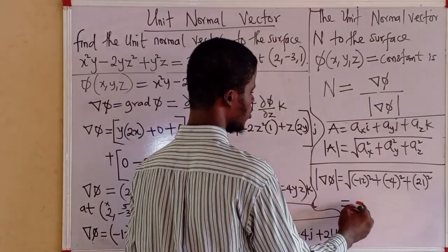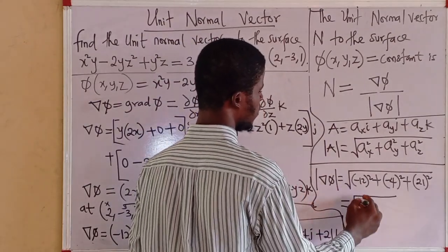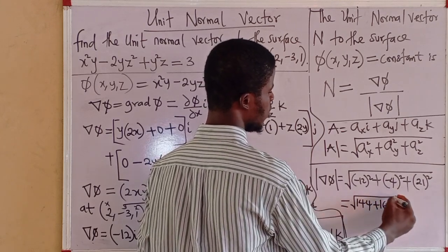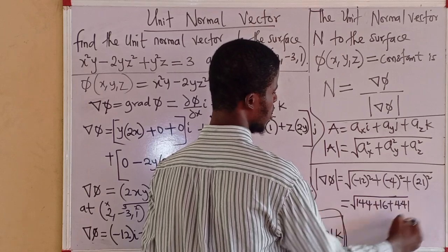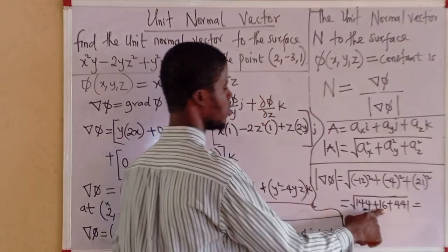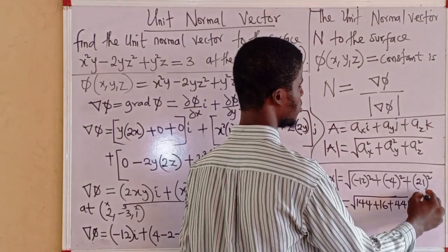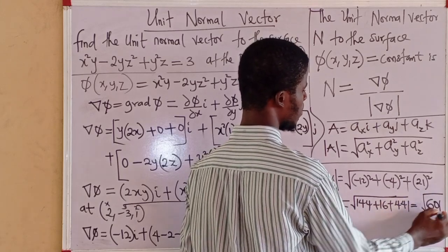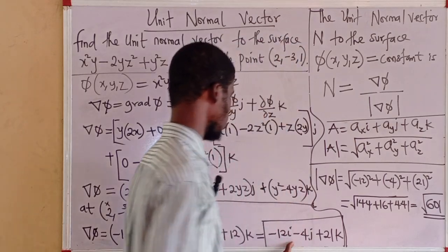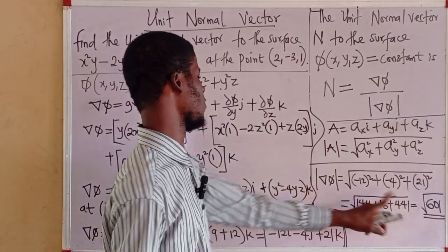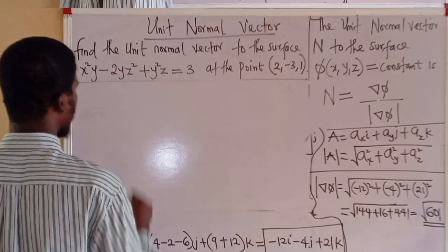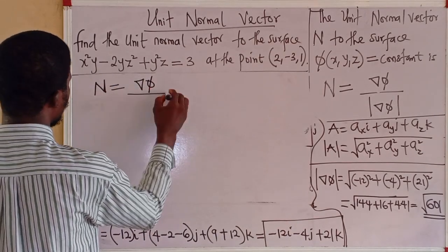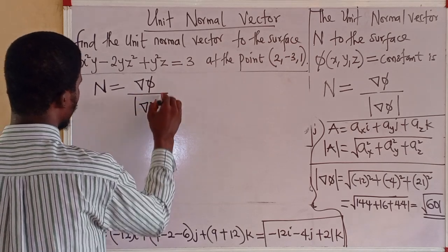k. And this is equal to, this is 144, this is 16, and this is 21 squared is 441. So if I add them up, 144 plus 16 plus 441 is 601. Yeah, 601. So this is the modulus of this vector, which is the modulus of the gradient of phi at this point. So we can now determine the unit normal vector, which is the ratio of the grad of phi to the modulus of the grad of phi.